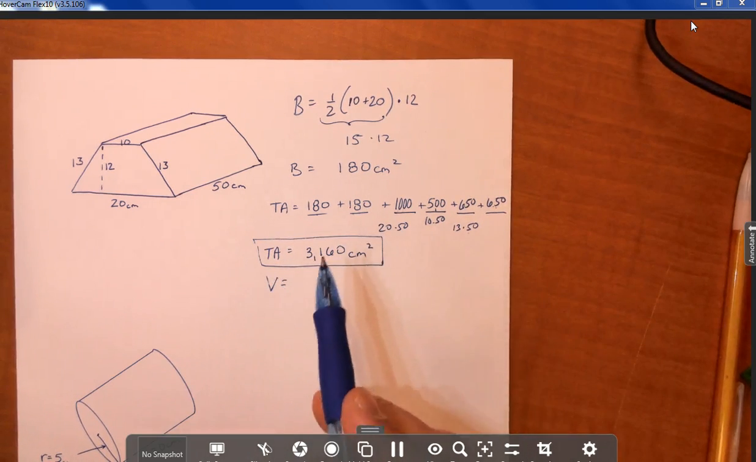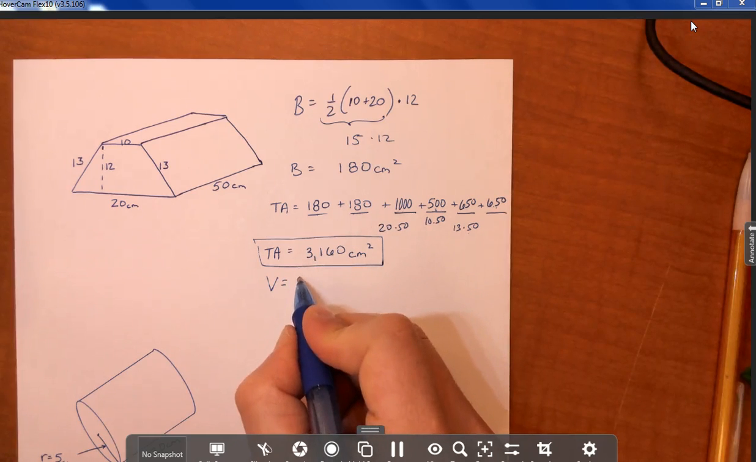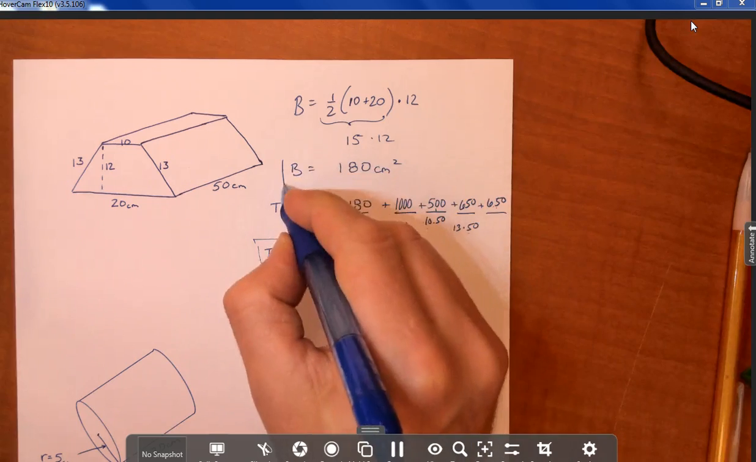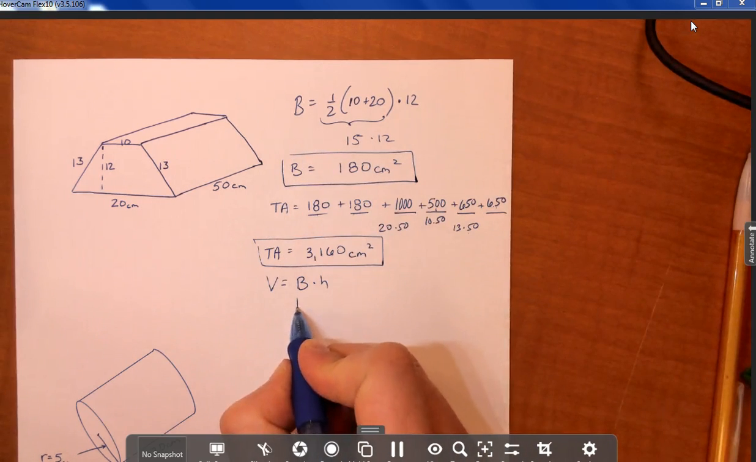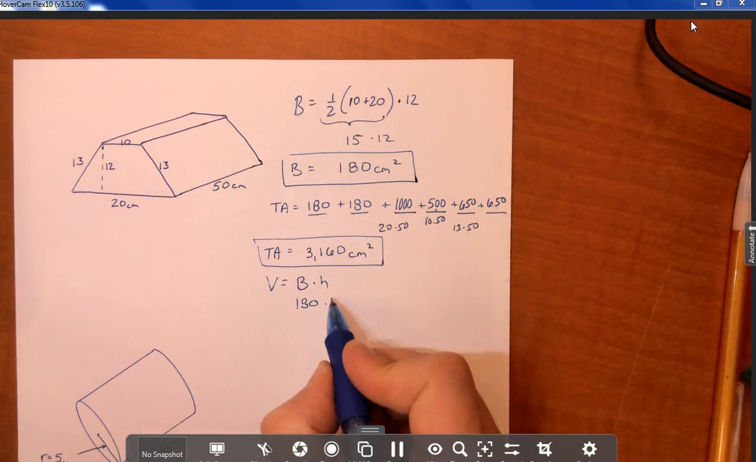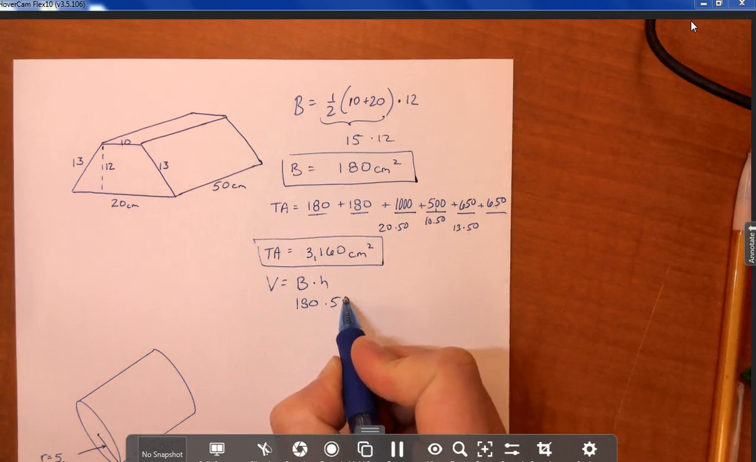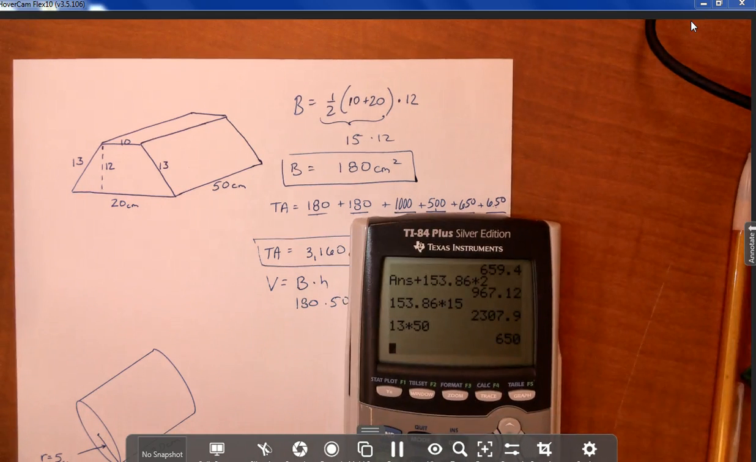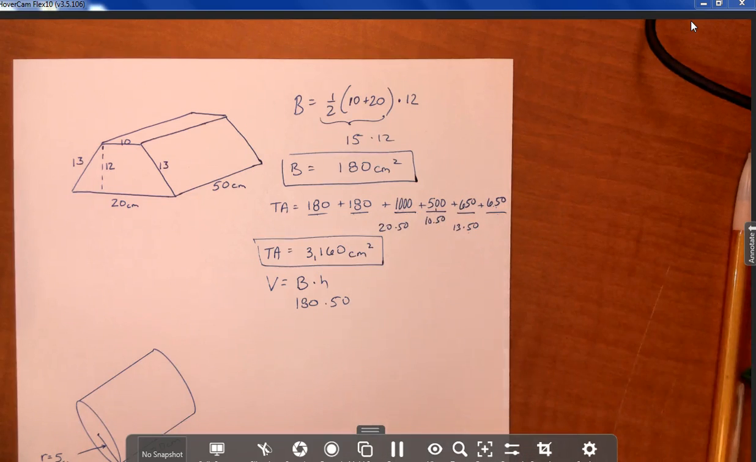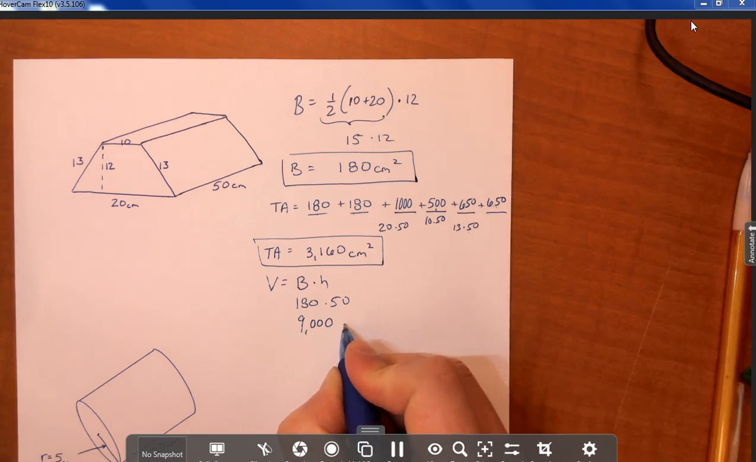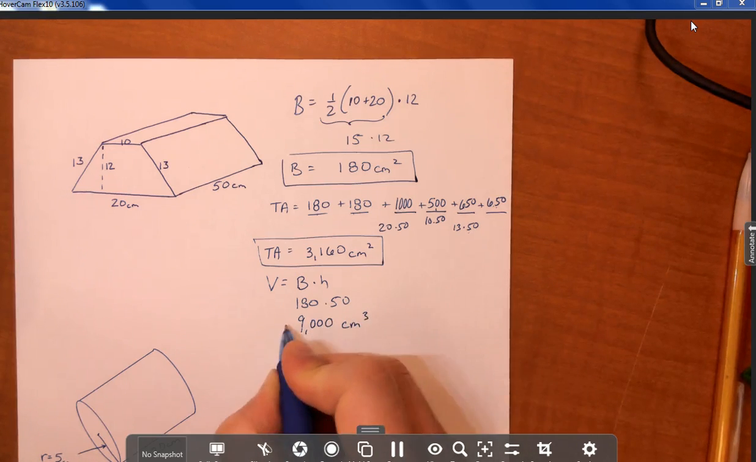Volume is, again, the area of the base times the height. The base was the trapezoid, and we found that to be the 180. The height is how far it is from trapezoid to trapezoid, which is the 50. So I really just need to multiply 180 times 50. And let's see, 180 times 50 is going to be 9,000. Just double check that. 9,000 cubes.